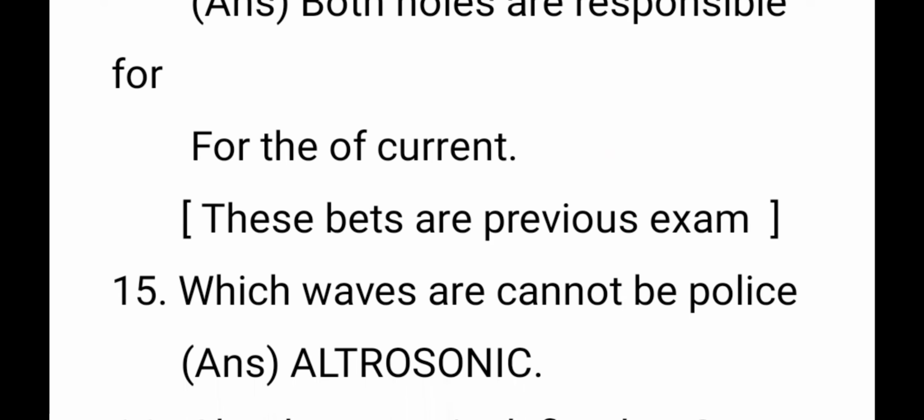These bits are previous examination bits regarding physics. We will be discussing them, the bits from previous examinations. These bits we are collecting from the lessons.